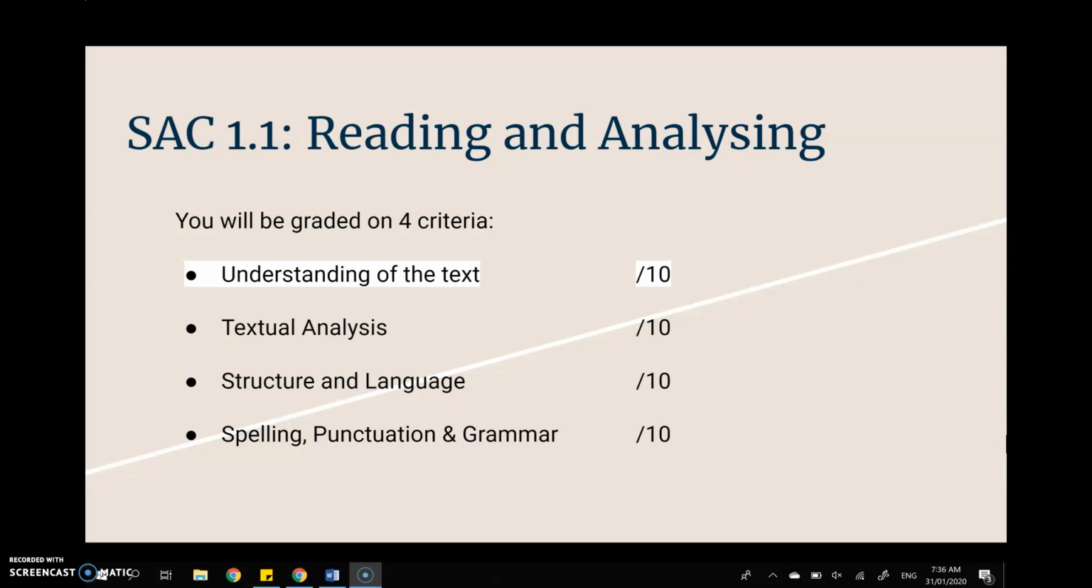So I'm going to go through some of the historical context of 1984. This particularly pertains to the criteria of understanding the text. So you must know the historical context of 1984. I highly recommend that you pay attention.